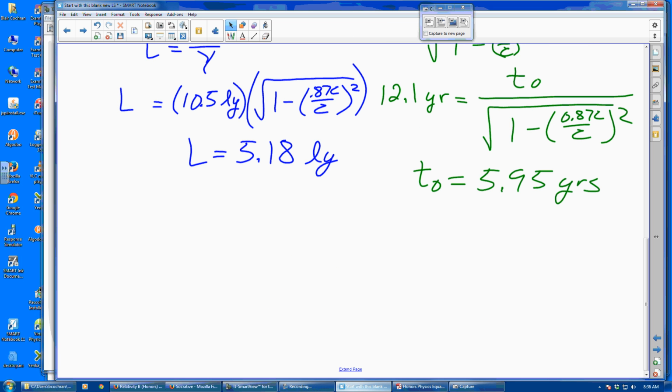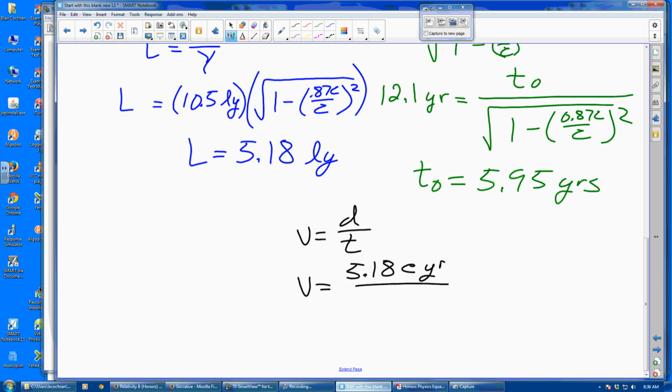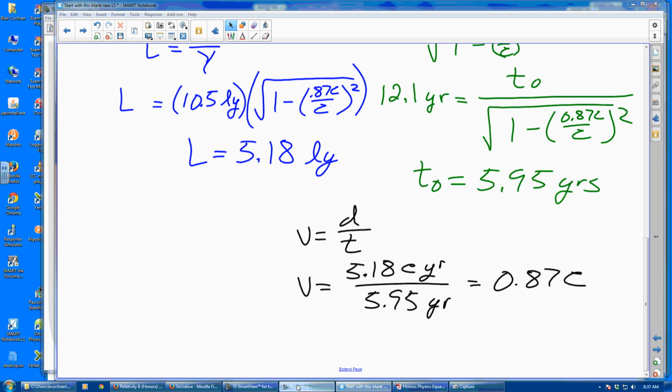And then for my final part, again, I'm going to use that v equals d over t. Their velocity is going to be 5.18 c years over 5.95 years. And I can do that in my head. I'm going to come up with 0.87 c. Hopefully. All right, let me know if you need help individually. I'm going to save and publish these. We're running out of class time.